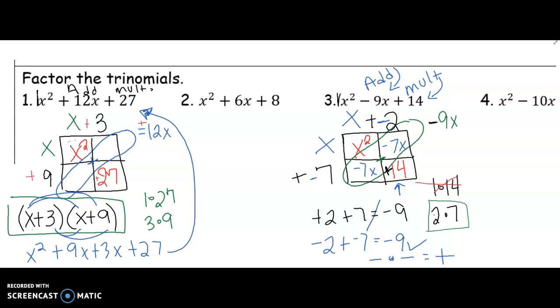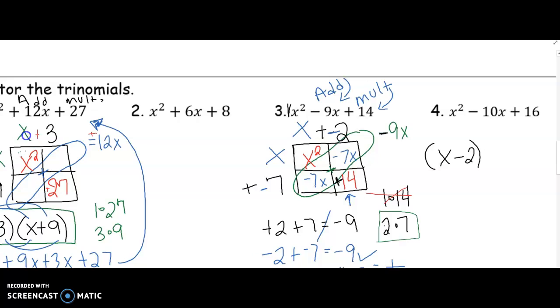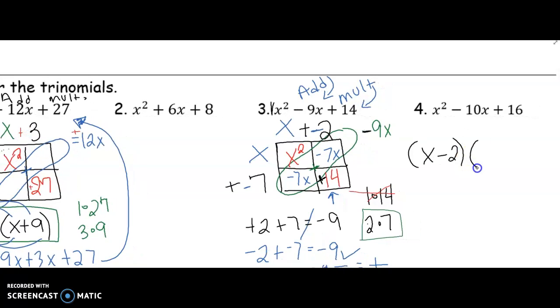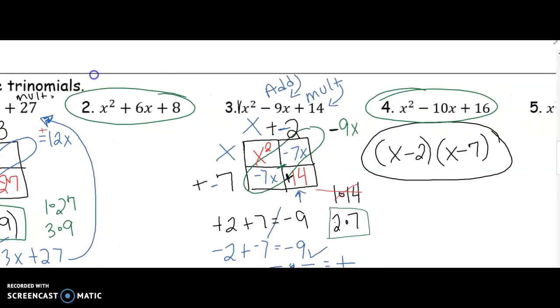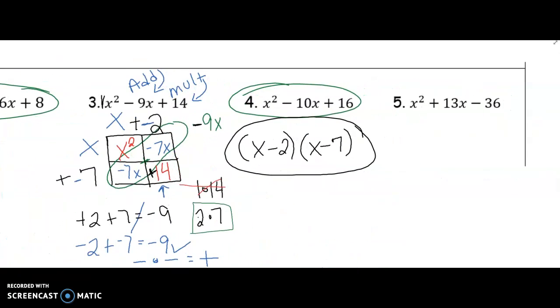So how does this factor? It factors as x minus 2 times x minus 7. So that is the answer to number 3. Now that I've done 2 more examples, hopefully you'll be able to do number 2 and number 4 and 5 on your own. So go ahead and practice those skills.